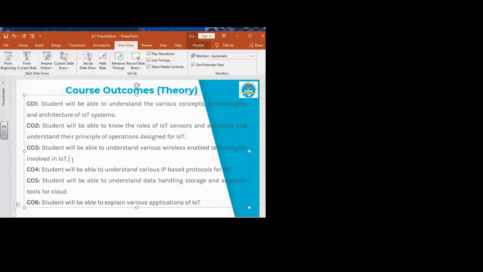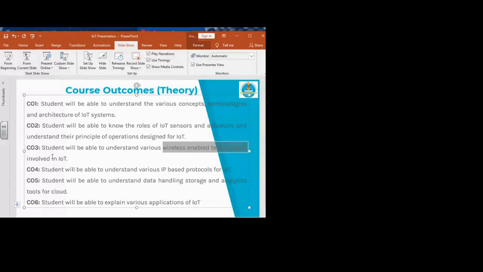So we are going to discuss in detail under Wi-Fi IEEE 802.11, Bluetooth IEEE 802.15.4, WiMAX; all these are wireless enabled technologies. So CO3 statement is related to your third unit, in which we are going to study various wireless enabled technologies.